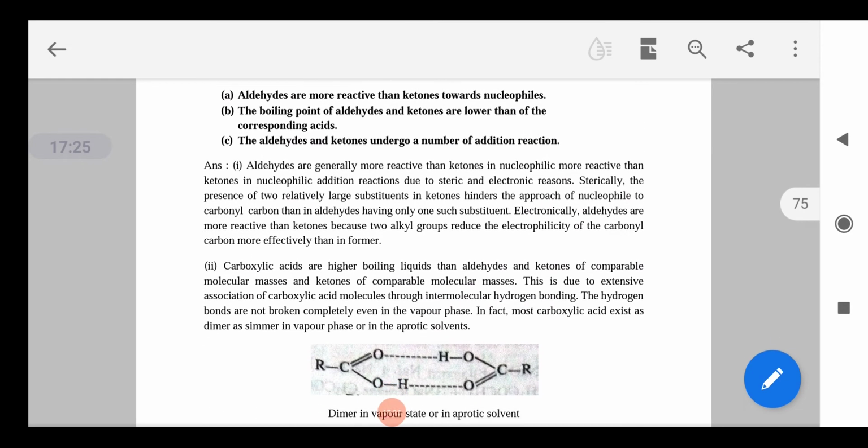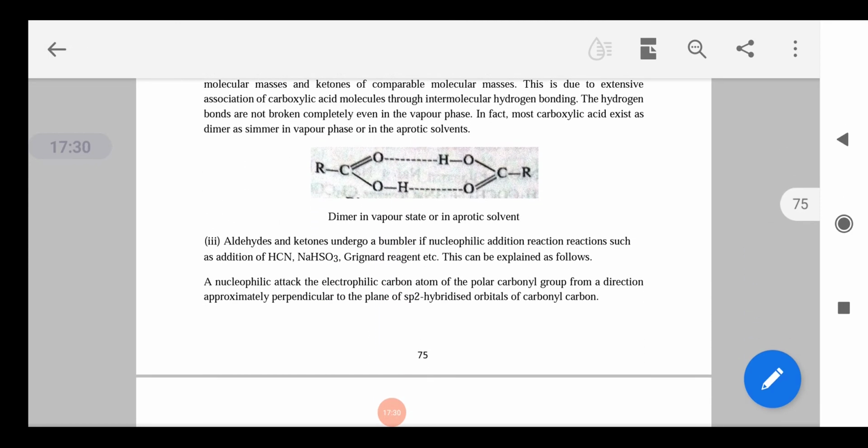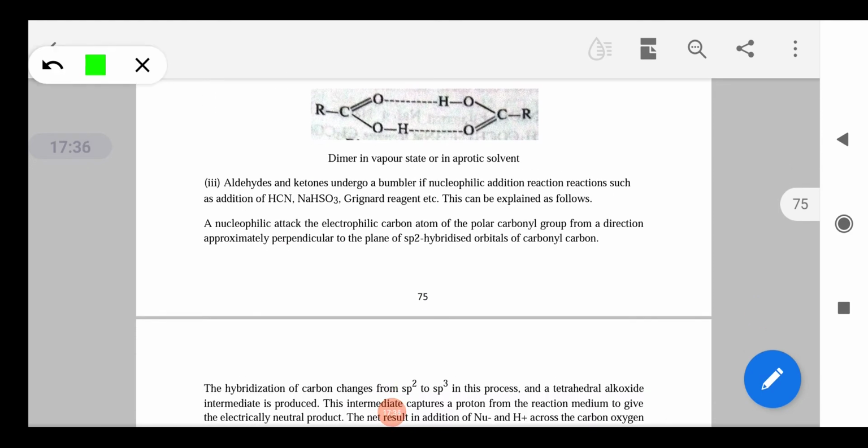Now the next question is, aldehyde and ketone undergo a number of addition reactions that I have already told. Addition reaction means here nucleophilic addition reaction. So you can say that aldehyde and ketone do a lot of nucleophilic addition reactions, in which nucleophiles like CN negative from hydrogen cyanide, and Grignard reagent RMgX also attack. Why does it attack? Because a nucleophile requires an electrophilic carbon atom. You see, this is the mechanism of nucleophilic addition reaction.